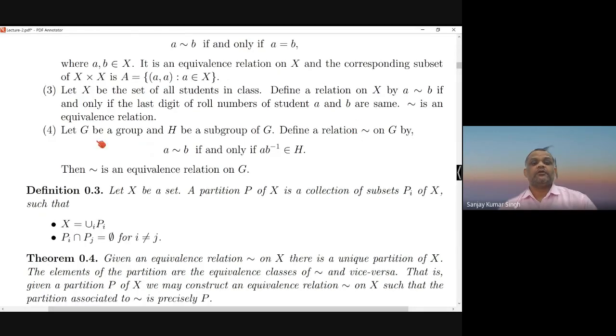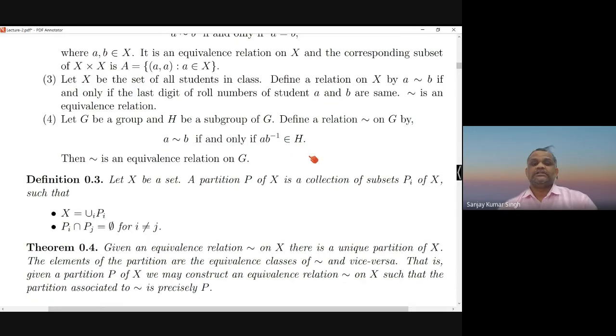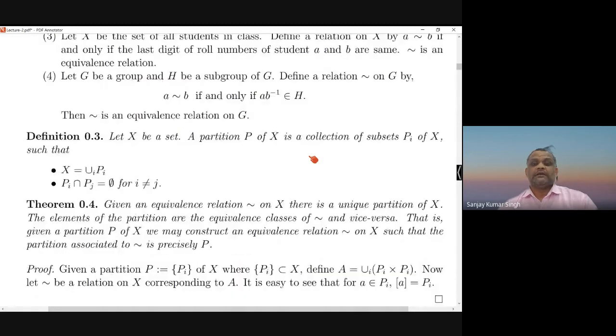And whenever you have a group G and you have some subgroup H of G, then again I can also define some relation, and that relation is defined like that: A is related to B if and only if AB inverse belongs to H. And it is also easy to check that it is an equivalence relation. So we have many examples of equivalence relation, and we are very interested to understand this equivalence relation for a group.